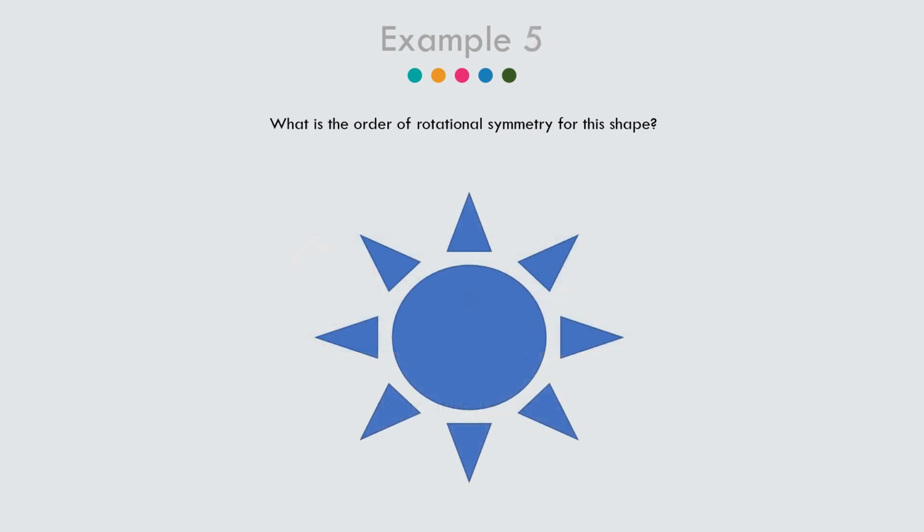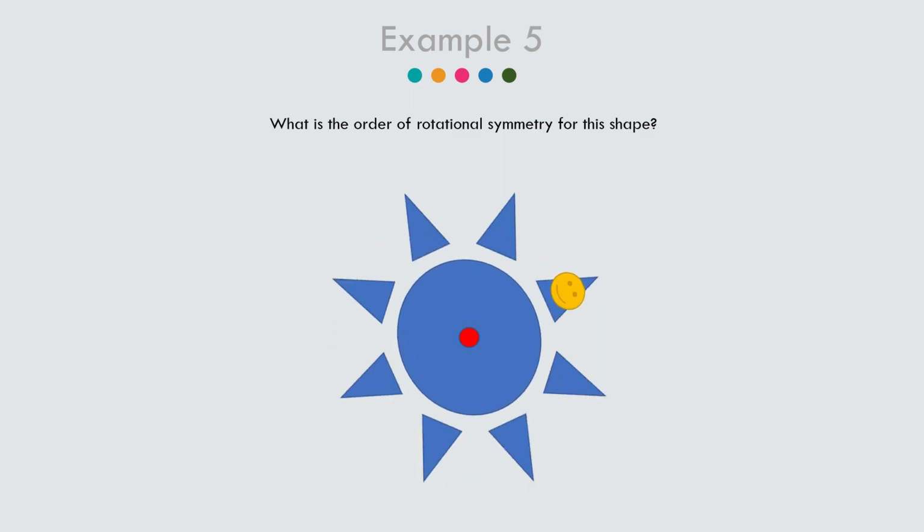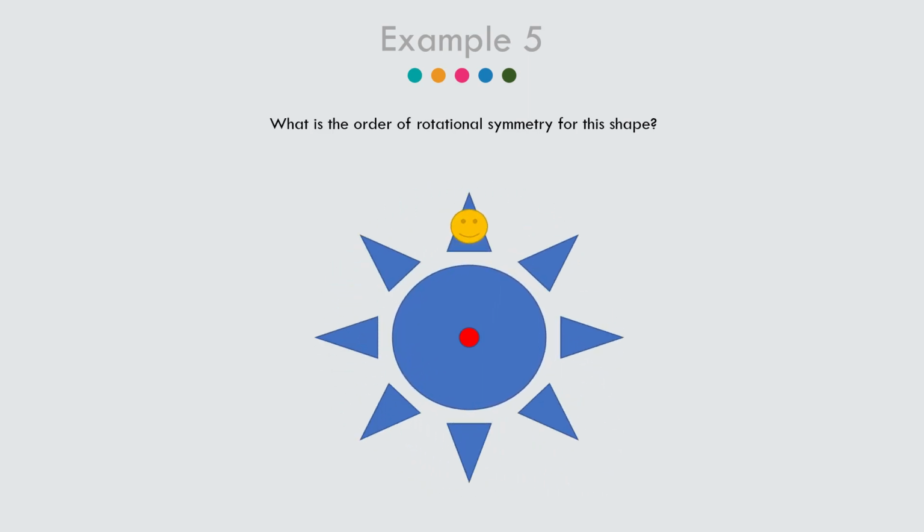What is the order of rotational symmetry for this shape? If we put a marker at the top of the shape, that will help us to keep track of its rotation. So, in a full 360-degree rotation, how many times did it look the same? That's right, 8. So, the star shape has a rotational symmetry of order 8.